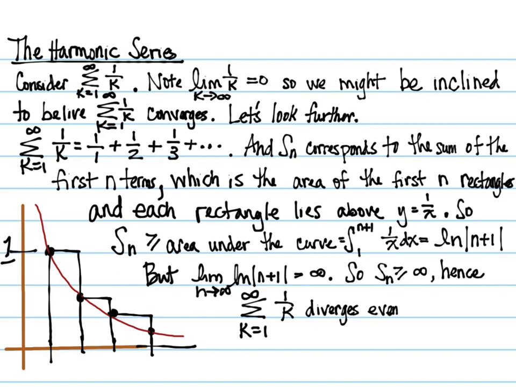even though the limit was 0. Earth has been shattered, right? Your whole world has come crashing to a halt. This did not work out like we wanted it to. And you might find yourself saying, okay, if there's one of these, 1 over k, that doesn't work, are there more? And the answer is actually yes.